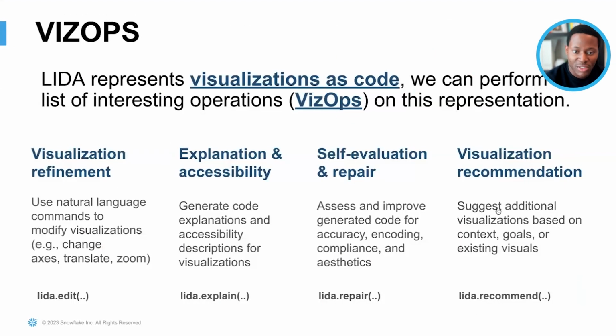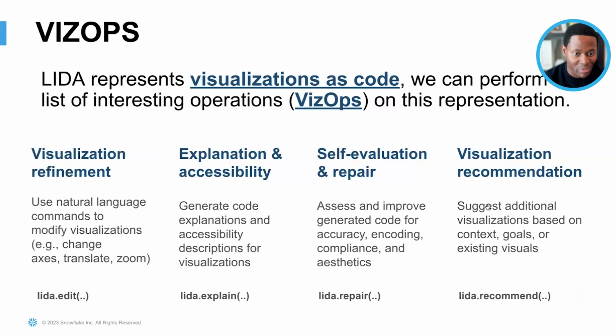Finally, this work also explores the idea of VisOps. In general, because we represent visualizations as code, we can perform a list of interesting operations on this representation. For example, we could enable natural language-based refinement, where we have a visualization and the user could provide natural language instructions to update the chart.